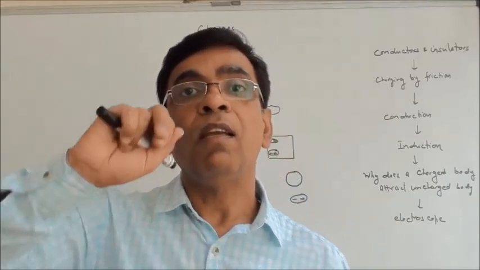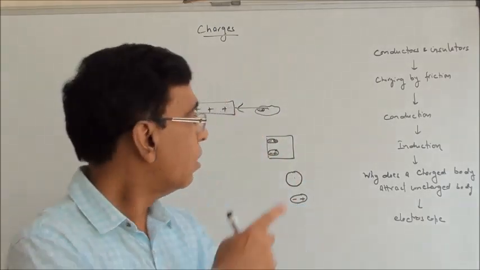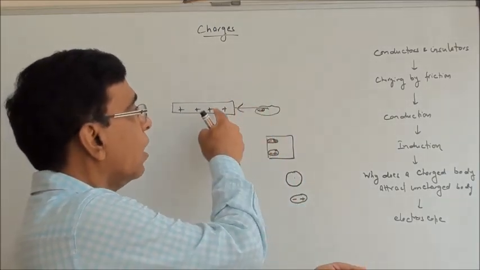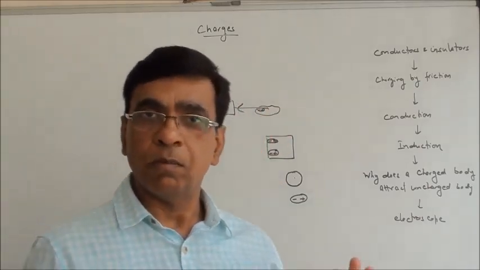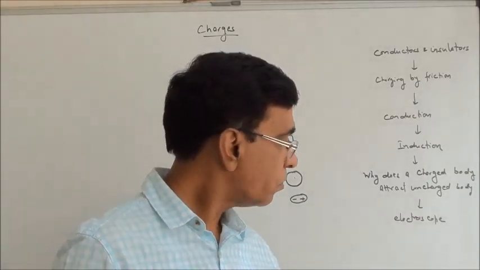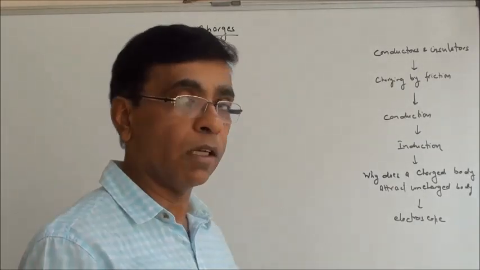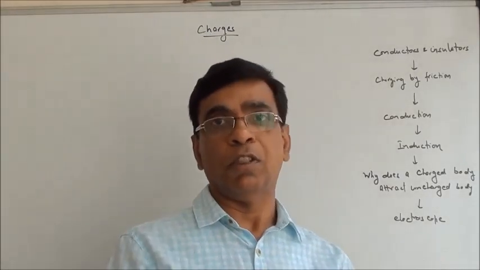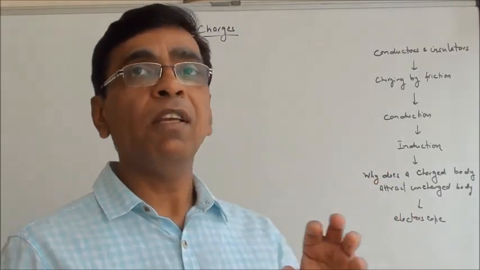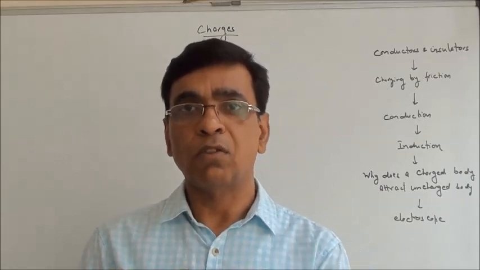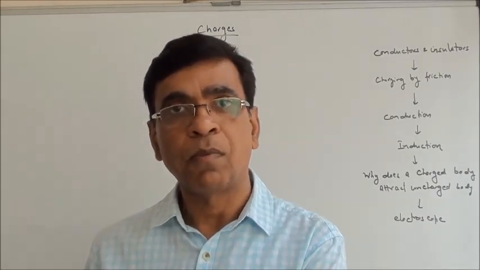But if the body is uncharged, in the positive case, negative will shift on this side, in the negative case, positive will shift on this side, and in both the cases it will be attracted. So a charged body attracts uncharged bodies. Okay. Now one more thing I want to tell you: how can we check whether the body is charged or not? There is a very simple device, you can make it at home, the electroscope.